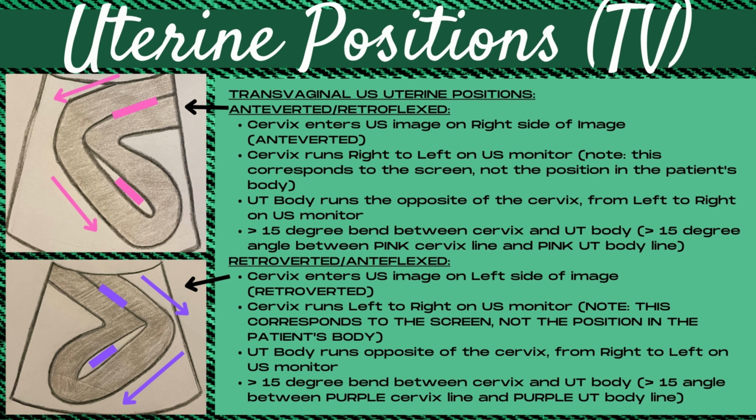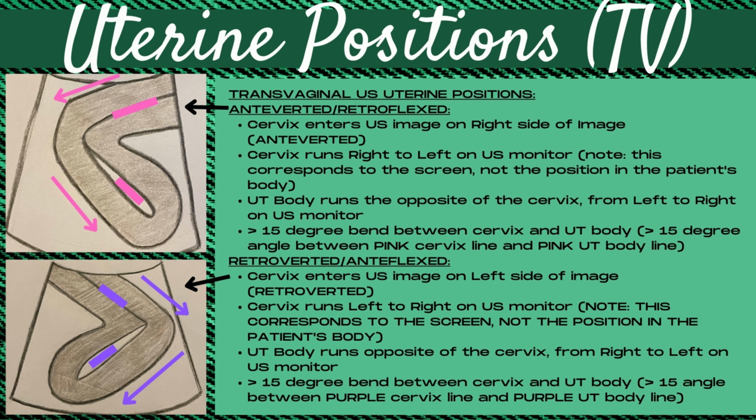However, the body of the uterus runs opposite of the cervix, from left to right on the ultrasound monitor. And this is demonstrated in the arrows on the screen. You'll note that the top arrow corresponding to the cervix travels from right to left on the monitor, while the bottom pink arrow corresponding to the body of the uterus runs the opposite, from left to right on the monitor. There's a greater than 15-degree bend between the cervix and the uterine body, meaning the pink line that's in the cervix and the pink line that's in the uterine body have a greater than 15-degree angle between them.